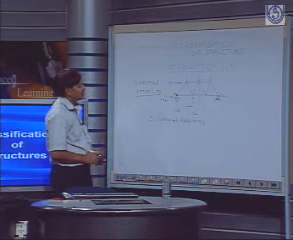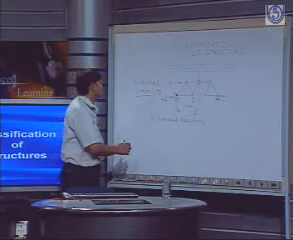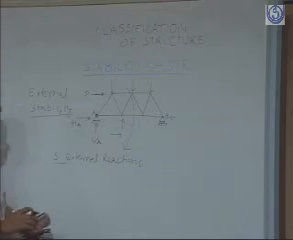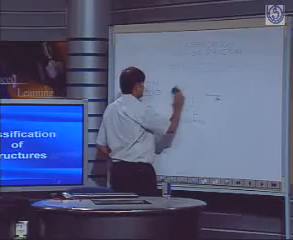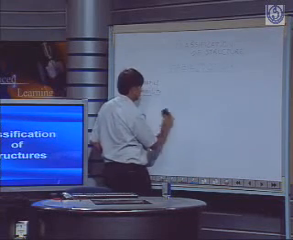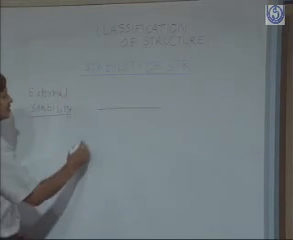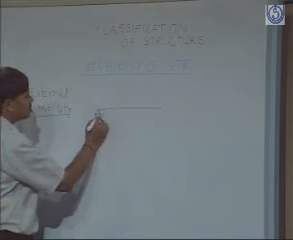Now again, merely applying an equation that if three external reactions are there, the structure will be stable, is not enough. So we will have to look into the structure physically also. Let us see this structure. Say a beam is here and we apply three roller supports.